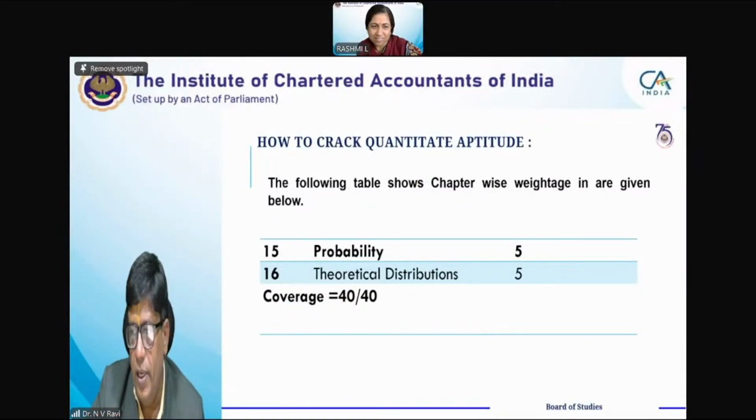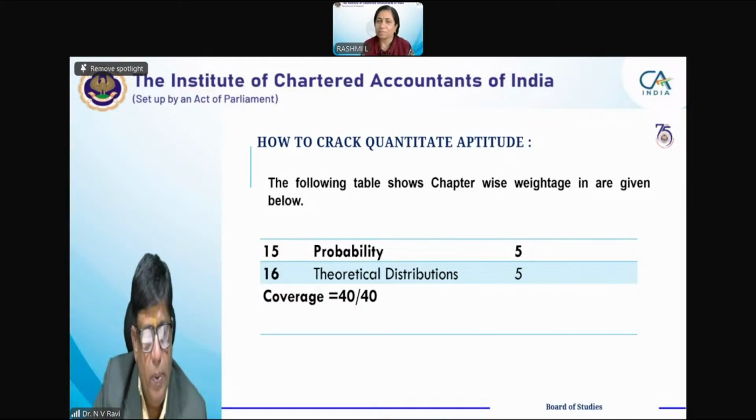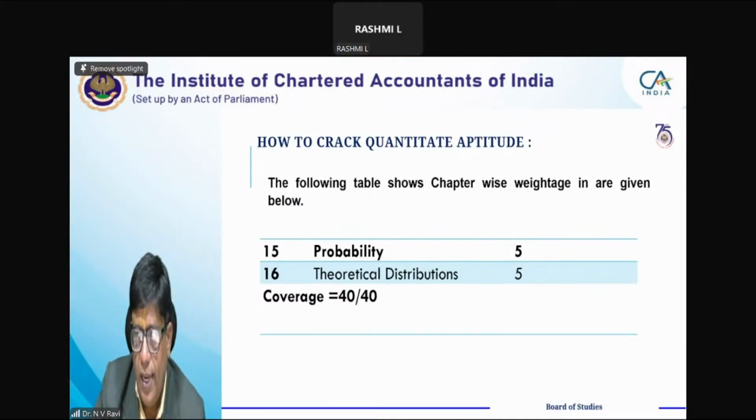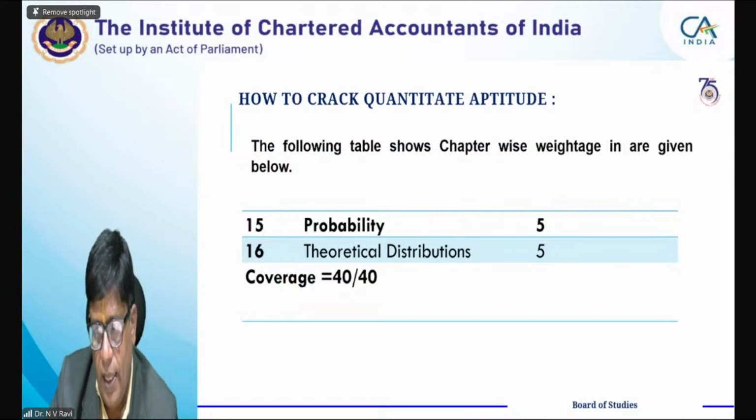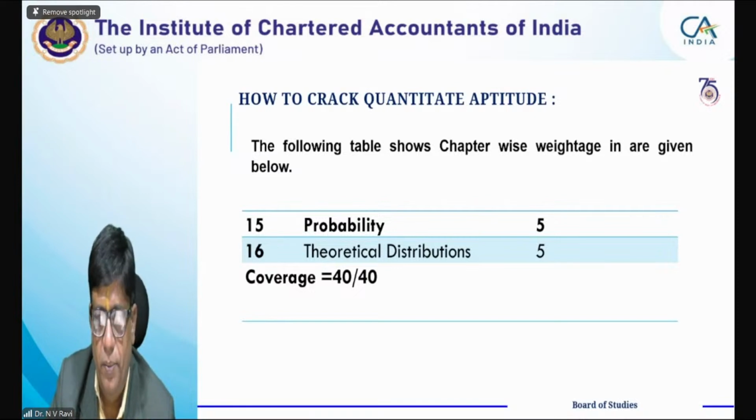Now I'm coming to the next chapter, which has significant weightage, and as non-mathematics students, you may feel a little bit of difficulty in the probability and theoretical distribution portions. Probability here is only the basic fundamentals that are tested, like the addition theorem, and conditional probability and multiplication, all these properties related to conditional probabilities.